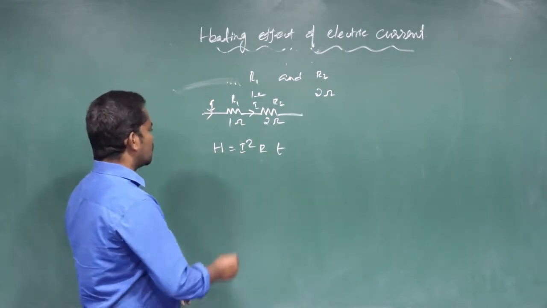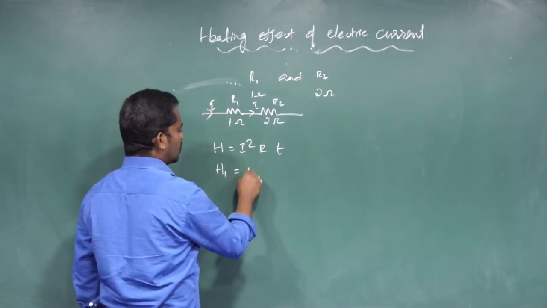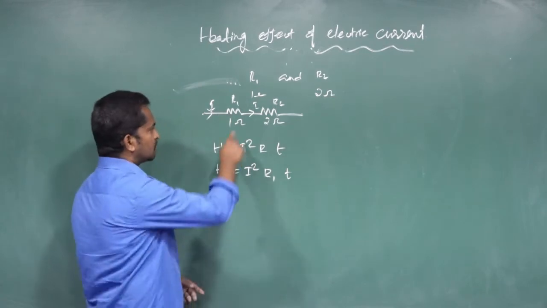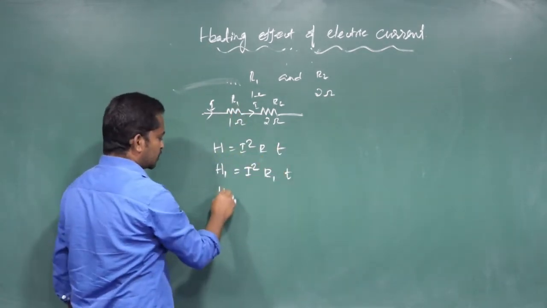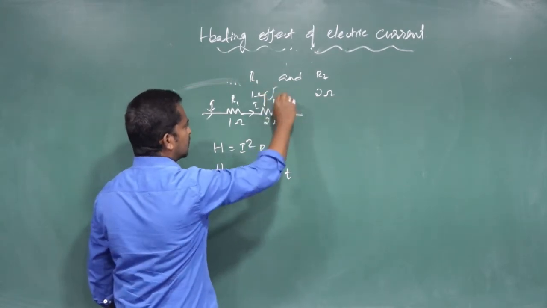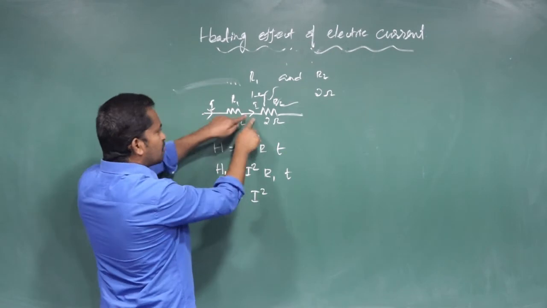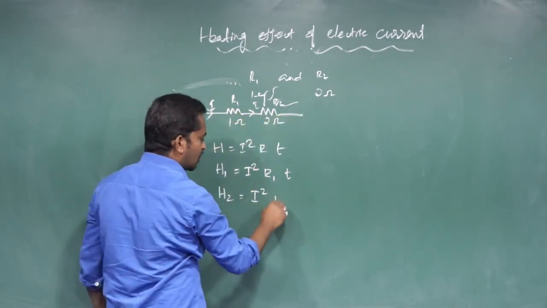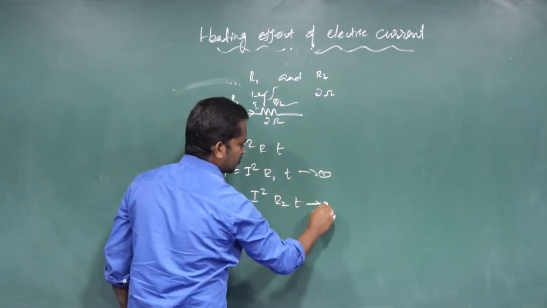So H1 is equal to I square R1 T, because for R1 the flow of current and time are constant. H2, the heat energy dissipated in the second resistance R2, is I square R2 T, because the same amount of current flows through the R2 resistance. So this is equation number 1, this is equation number 2.